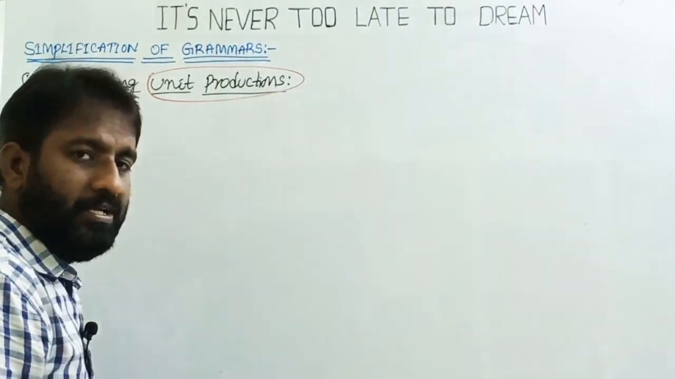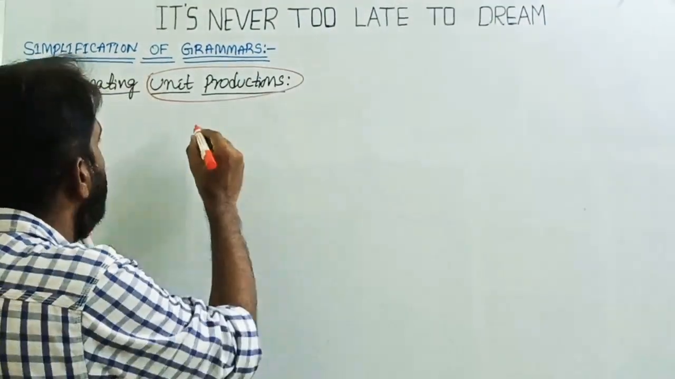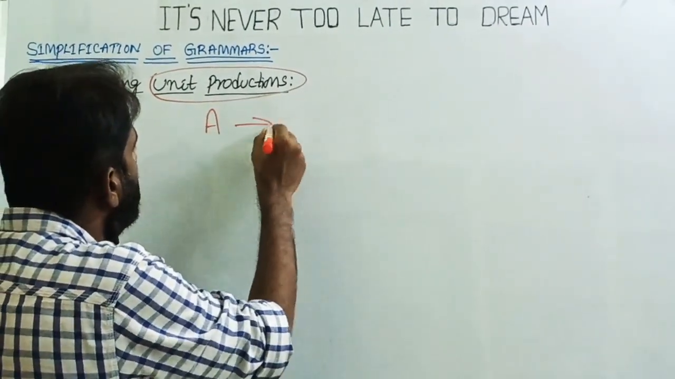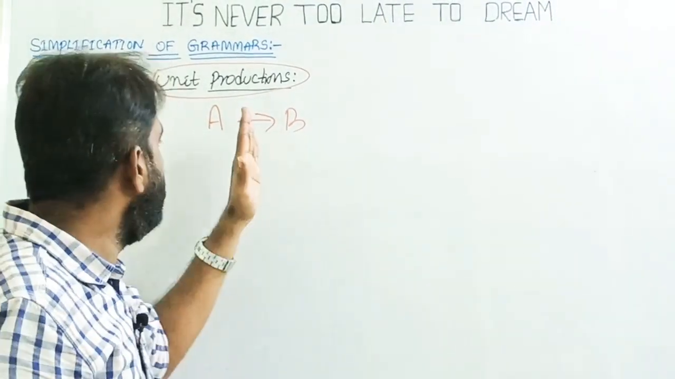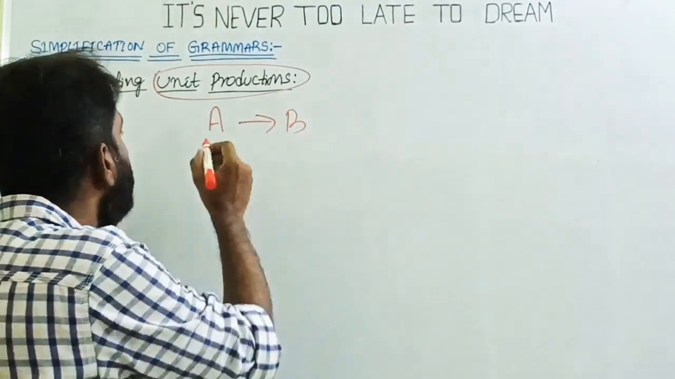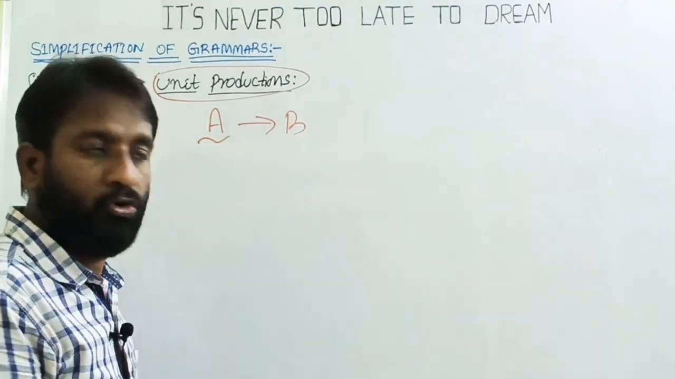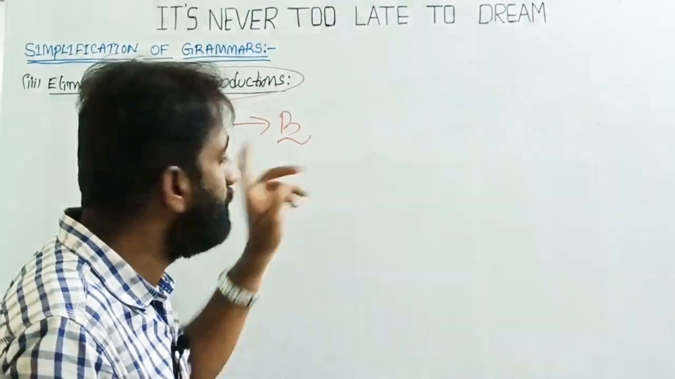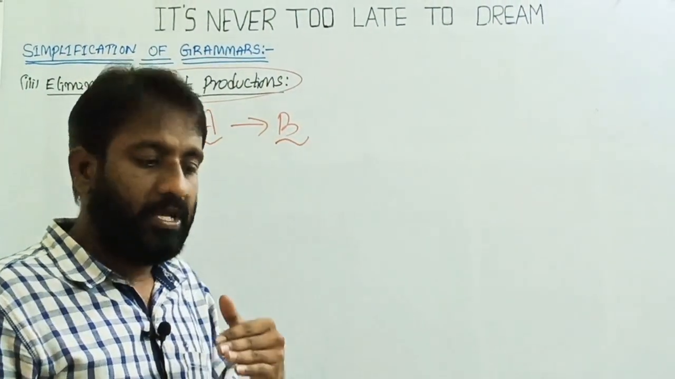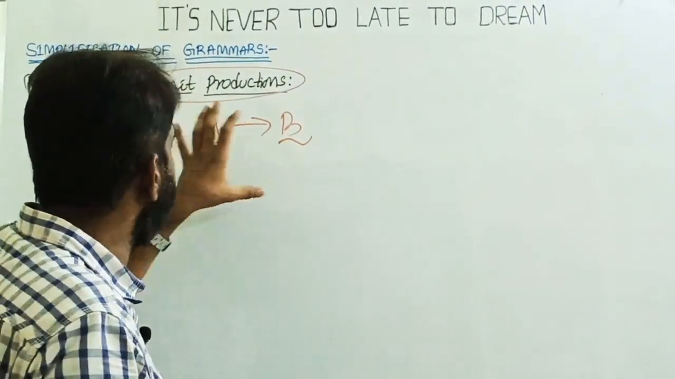Generally, if there is a production of the form A tends to B, it is a unit production, because the LHS contains exactly a single non-terminal and the RHS also contains exactly a single non-terminal. This is an example of a unit production. Our topic is how to eliminate unit productions.